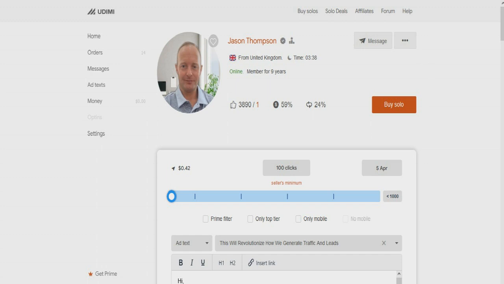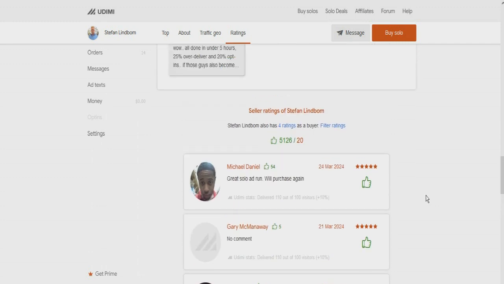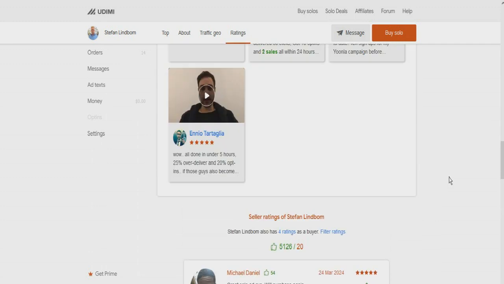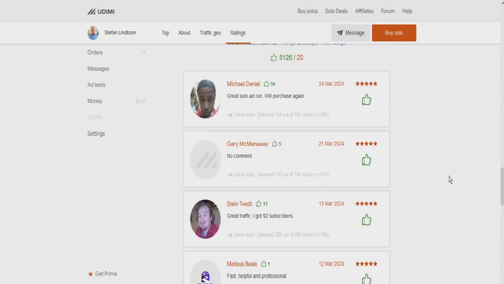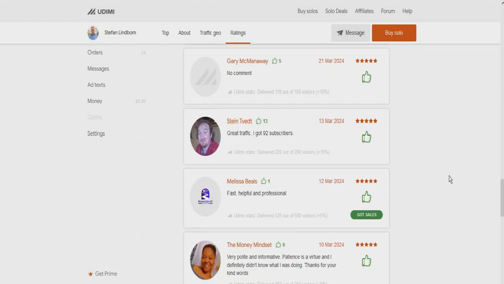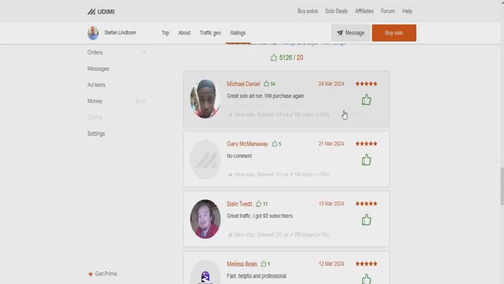So let's move on. The other one I would recommend is, what is this? Stefan Lindblom. I've used him previously, as you would know. And I also like to look at this, their feedback, or each vendor's feedback. And as of recent, here's the 21st. Let's move all the way up. Okay, so the last one he had was 24, 100 visitors.